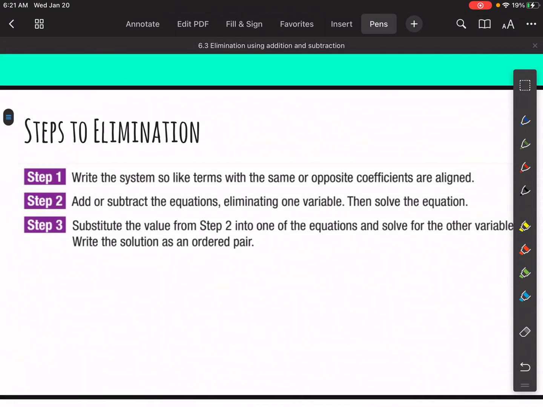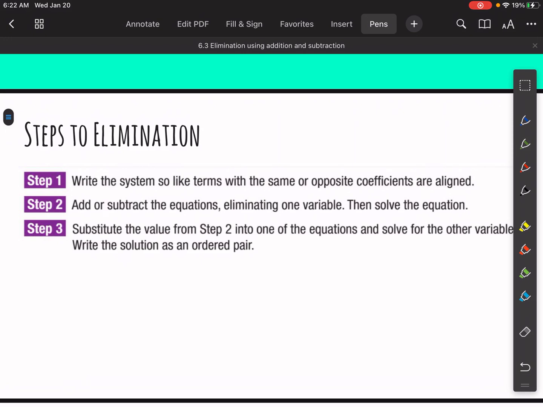Step 1, write the system so that like terms with the same or opposite coefficients are aligned. Okay, so in other words, if you have something that looks like this where we have x plus y equals something and then we have y minus x equals something, we want to rearrange this so that the x's and the y's line up. So you got to be very careful here. If you rearrange, the sign goes with the thing that's in front of it. Okay, so this is like a positive y and a negative x.